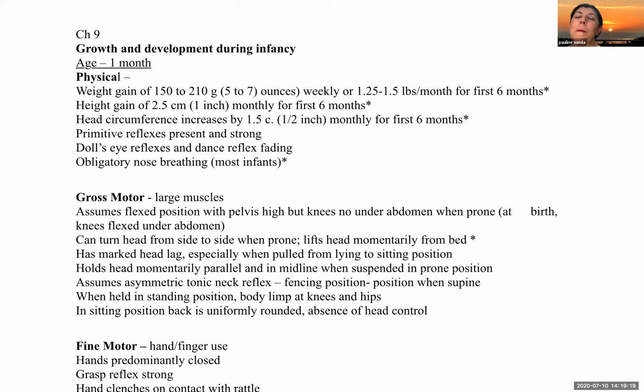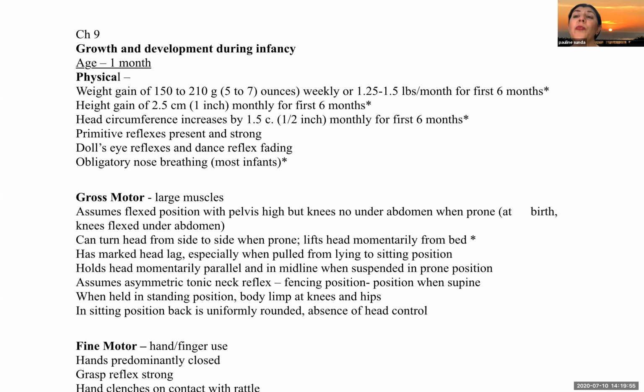Age 1 month. Physical. Here we can expect a weight gain of 150 to 210 grams, which equals 5 to 7 ounces weekly, or 1.25 to 1.5 pounds a month for the first 6 months. Height gain is 2.5 centimeters, or about 1 inch a month for the first 6 months. Head circumference increases by about 1.5 centimeters, approximately 1 inch a month for the first 6 months.